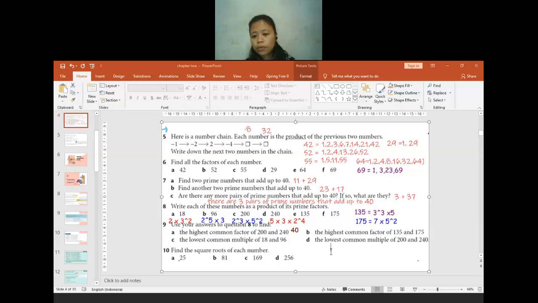Is there anyone who got confused? If you get confused, you can try to use the factor tree. You can revise what we have learned before about using a factor tree to find the HCF and also the LCM. Now for question B, what is the highest common factor of 135 and 175?